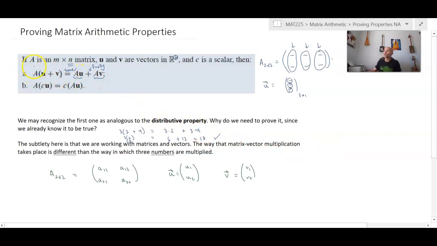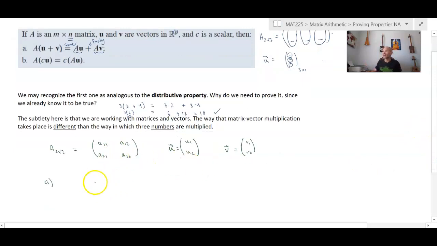And so what we want to prove in part A is that whether we do what's on the left, add u and v together first and then multiply by a, or multiply a by u and then multiply a by v and add them together, that we get the exact same answer. In other words, the left-hand side equals the right-hand side. So let's go with a times u plus v, which is our left-hand side.